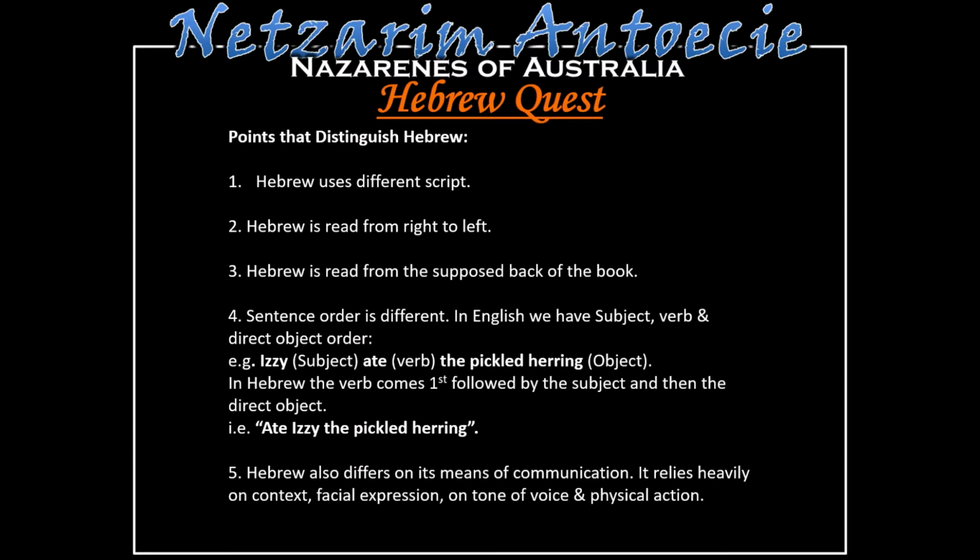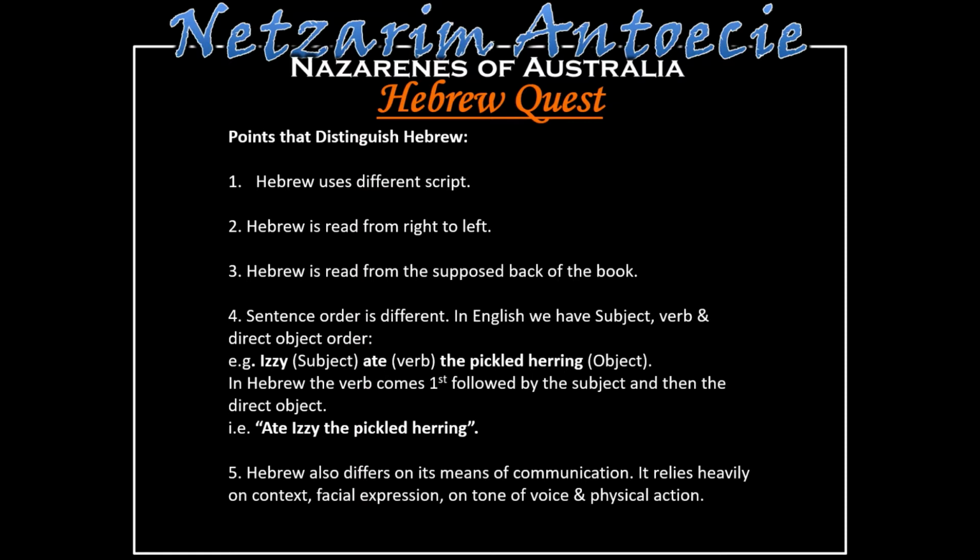In English, we have subject, verb, and then direct object order. Example, Izzy, subject, ate, verb, the pickled herring, which is the object. In Hebrew, the verb comes first, followed by the subject, and then the direct object. An example, here we have, ate Izzy, the pickled herring.